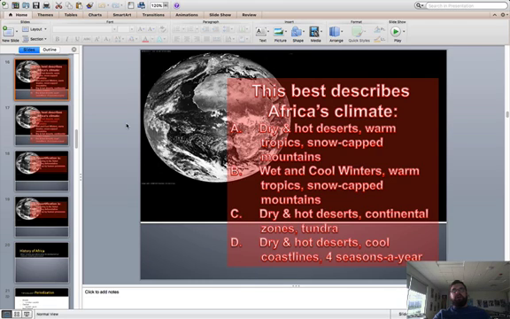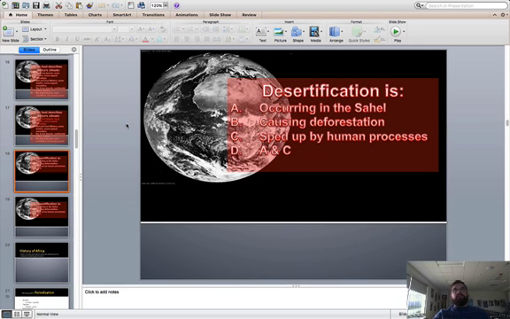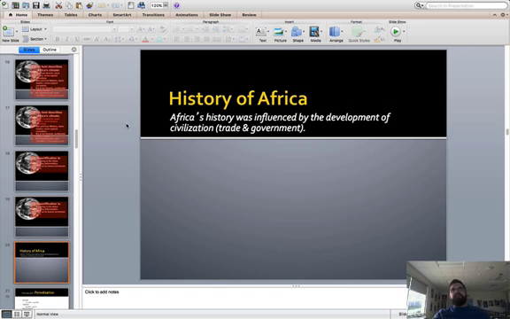And then what best describes Africa's climate, and that's going to be dry and hot deserts, warm tropics, and snow-capped mountains. Of course, snow-capped mountains is the few mountains they have, but a lot more snow-capped, like Mount Kilimanjaro. And then desertification, you definitely need to know all about that. That's both A and C occurring in the Sahel. So remember, that's the region where the Sahara is expanding, and then sped up by human processes, and we talked about those as well. So let's get into the history of Africa.